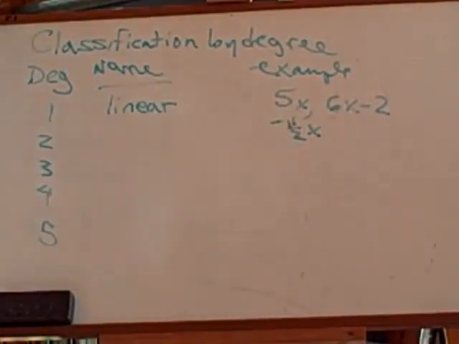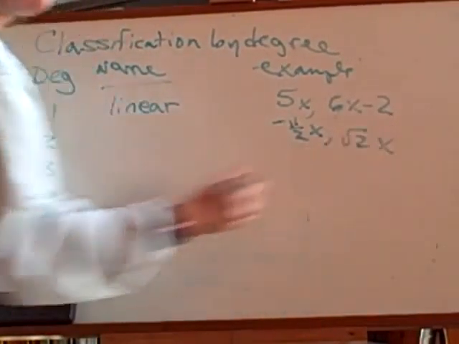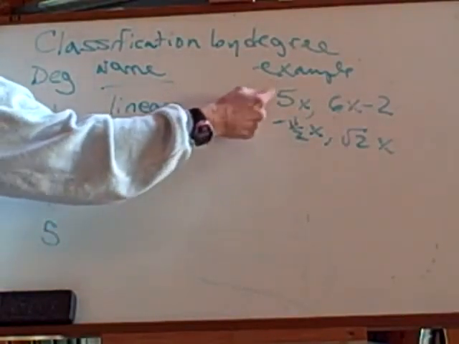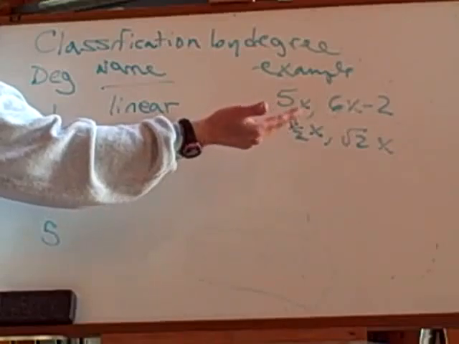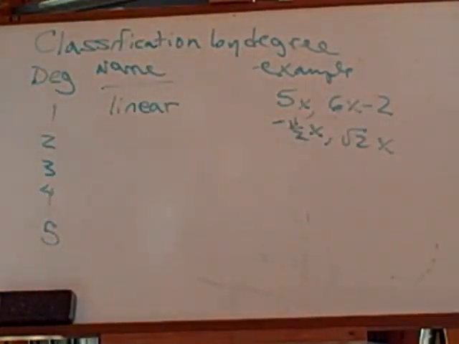Negative 1/2 x is linear. Square root of 2x is linear. It doesn't matter what your coefficient is. It can be a natural number, it can be rational, it can be negative, it can be irrational. Those are all examples of linear.